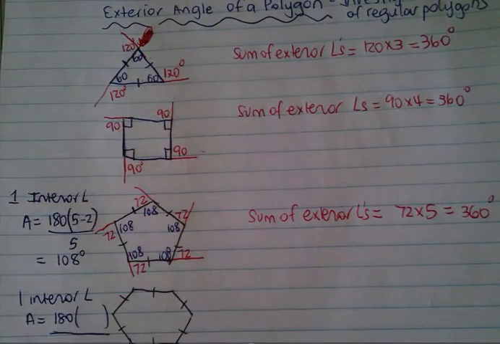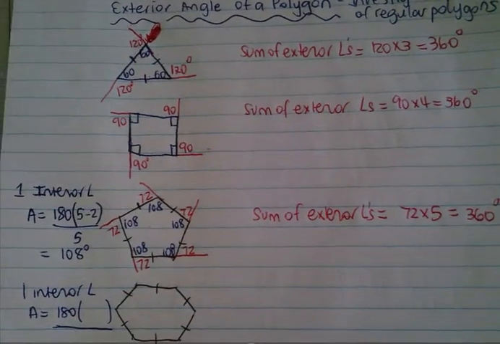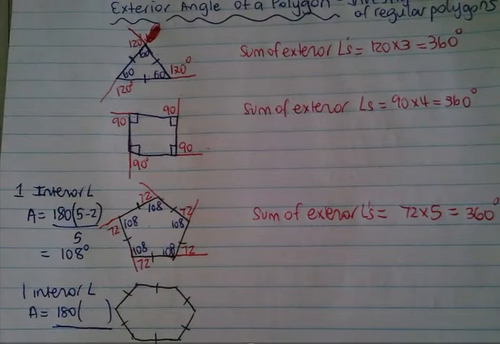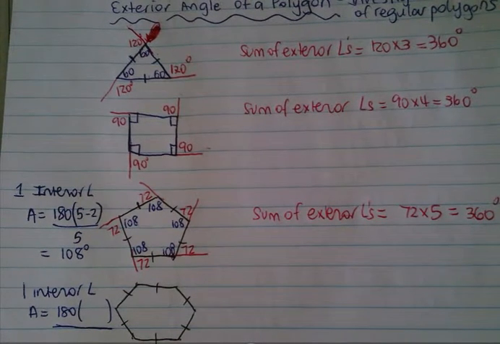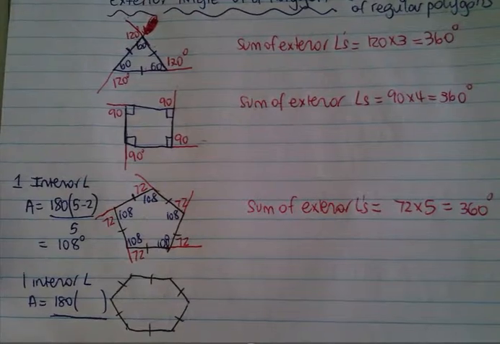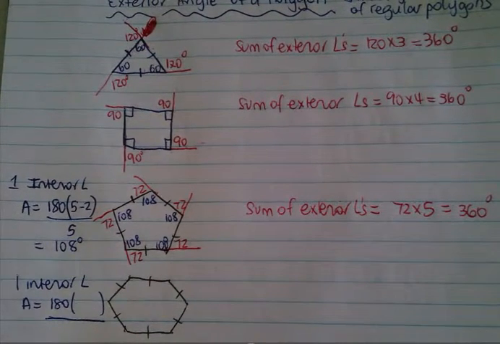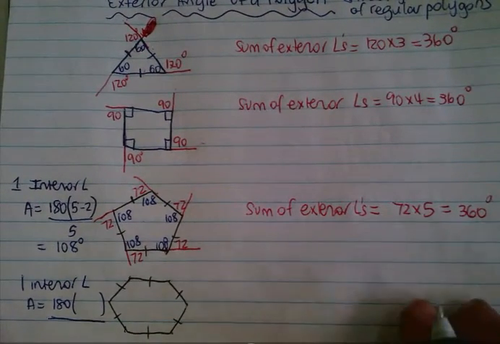So the sum of the exterior angles again is 360, no matter how many sides your shape has. It seems like we're always getting the sum of the exterior angles is 360. You see that? All right, we're now going to do the last shape, which is a hexagon.